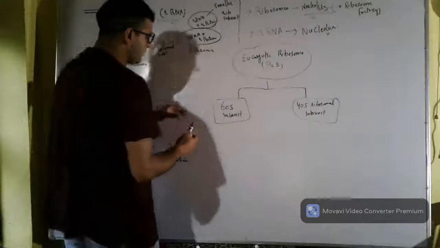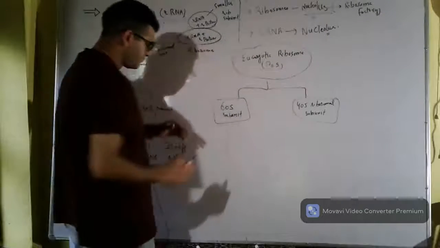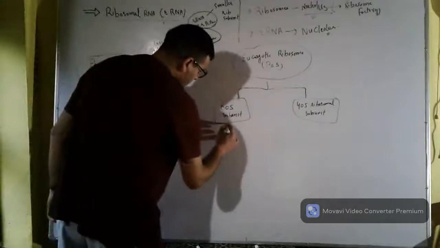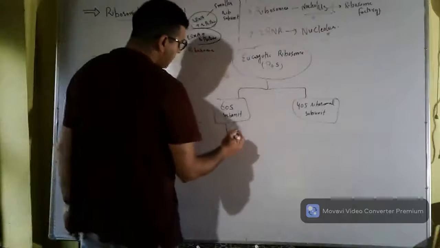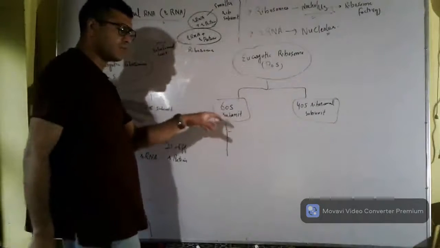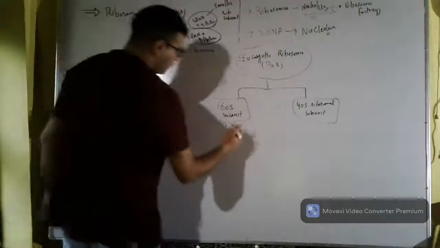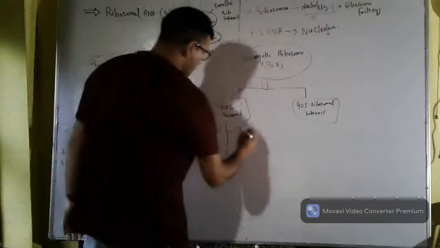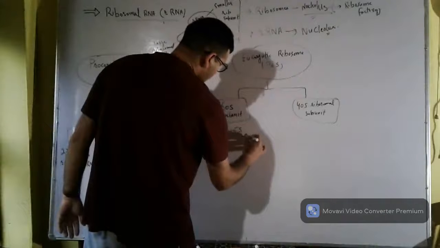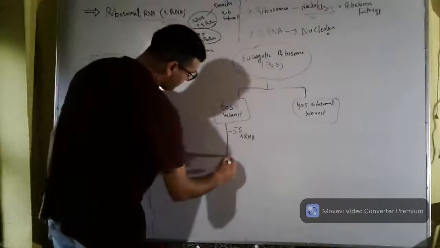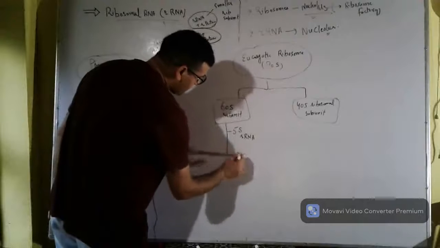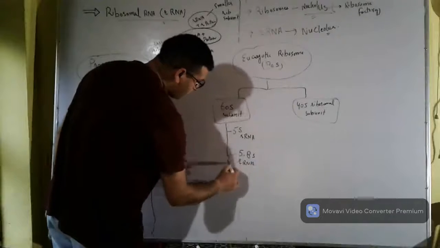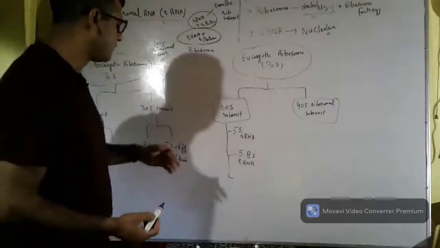And we have three types of components here. One is ribosomal RNA and ribosomal protein, but they are of different types. What we find here is 5S ribosomal RNA, 5.8S ribosomal RNA, and another component, that is ribosomal proteins.